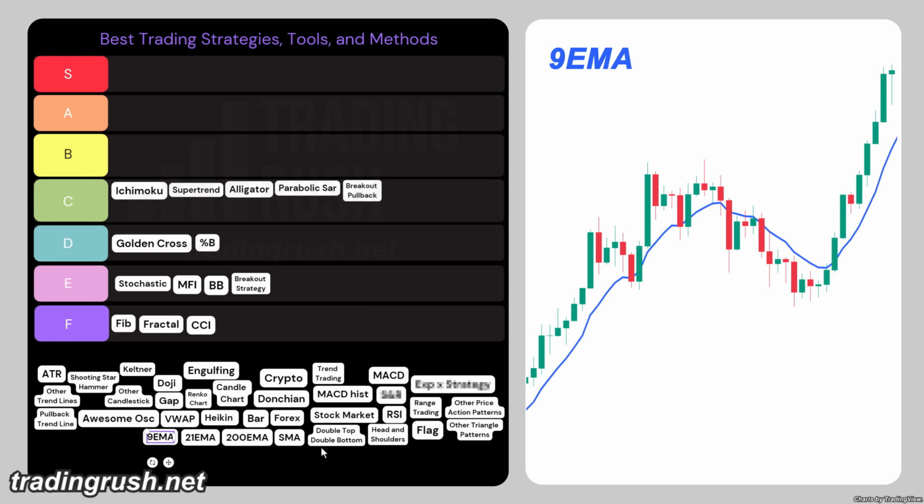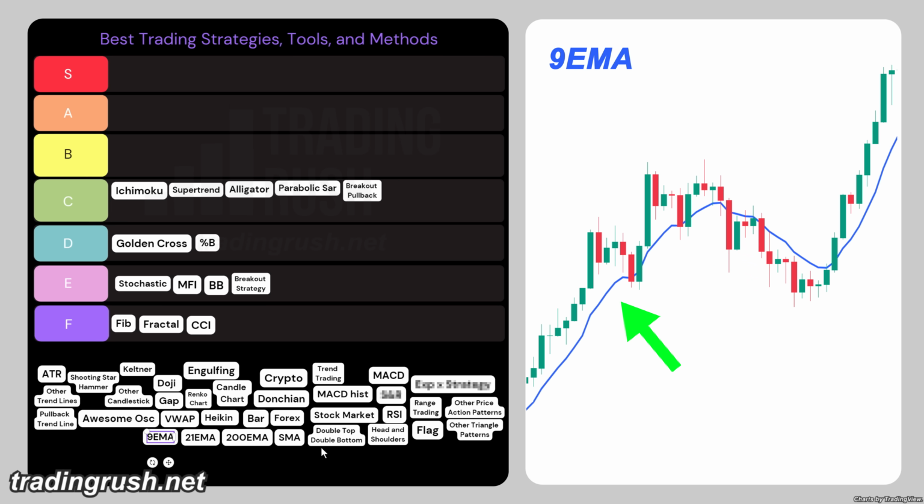The first one is the 9 EMA. I used this when I was trading on smaller time frames, especially with momentum strategies. I used this to see where the very short-term trend was heading. For example, if the price moved up strongly and stayed above the 9 EMA for a while, I would wait for the price to move below the 9 EMA and stay there for a while.